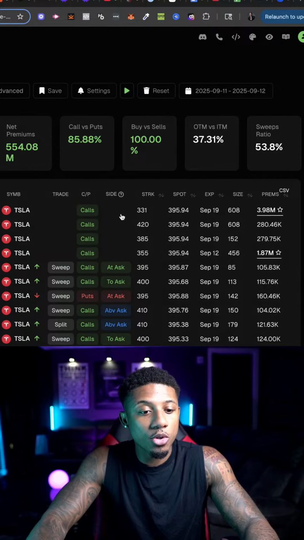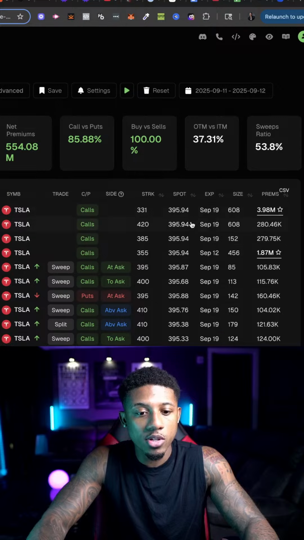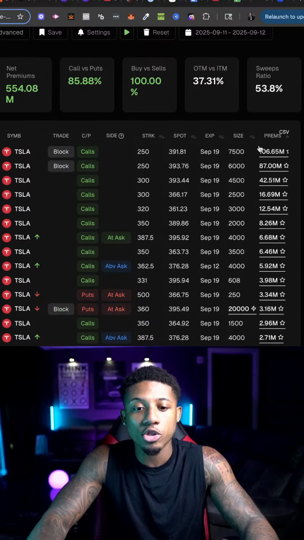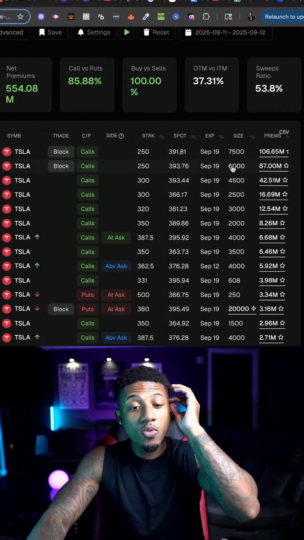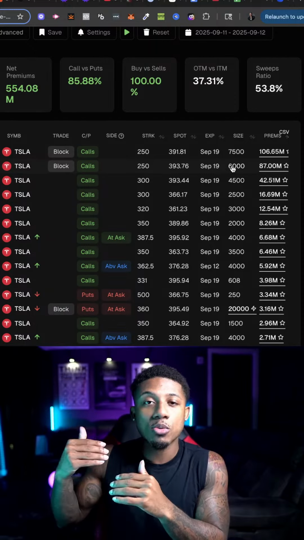So what I'm able to do is, let's say I come in here, right? And I'm looking at this on a Thursday and a Friday. Over here it says prems, right? This stands for premiums. This is how much money is being put on contracts. So this is like an inside hack for me to know where smart money is going.